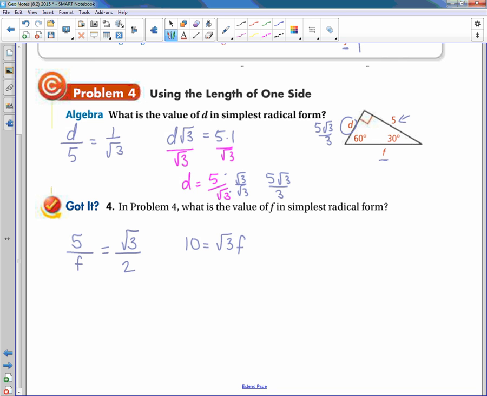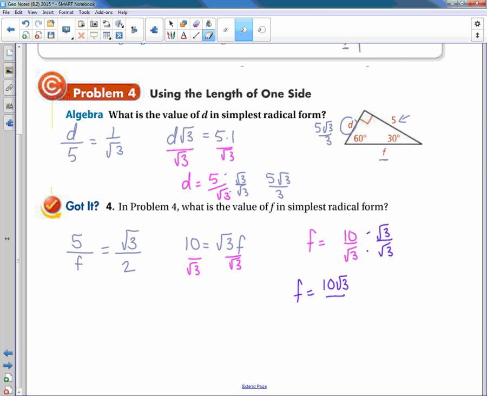My next step, of course, is to divide by the square root of 3, and f will equal 10 over the square root of 3. So we'll rationalize that, multiplying by square root of 3 over square root of 3, and f will equal 10 times the square root of 3 over 3. I would probably leave this as 10 times the square root of 3 over 3, since there's no easy way to divide that. That would end up being a repeating decimal or a fraction.